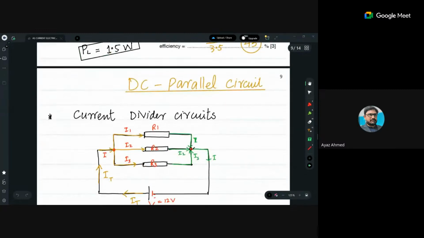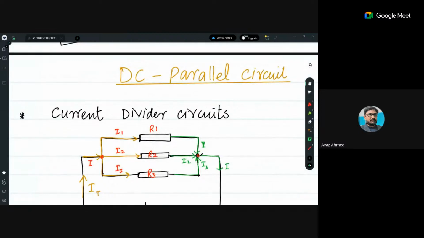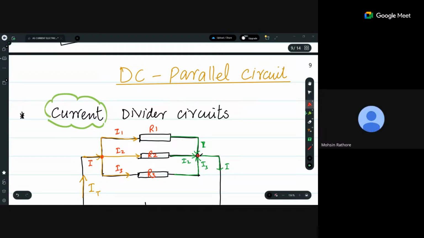Okay. Bismillahirrahmanirrahim. Today we will discuss DC circuits, but parallel circuits, right? DC parallel circuits are basically named current dividers. Is that screen visible to you? Yes, sir. They are called current dividers.